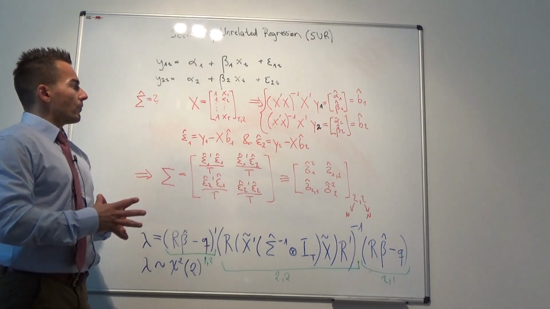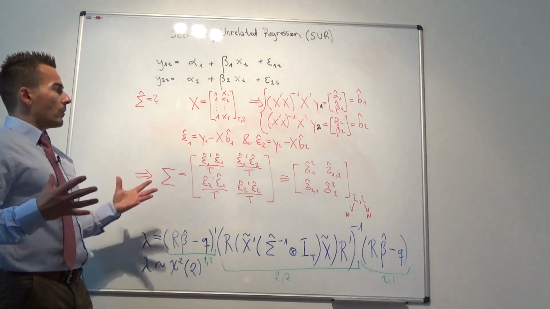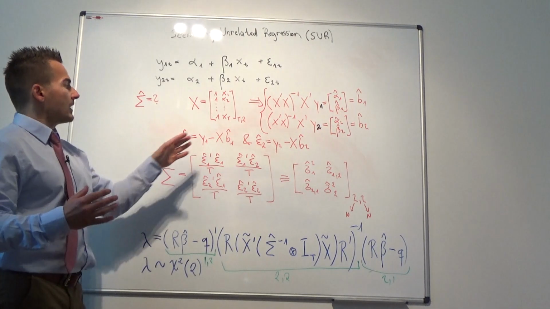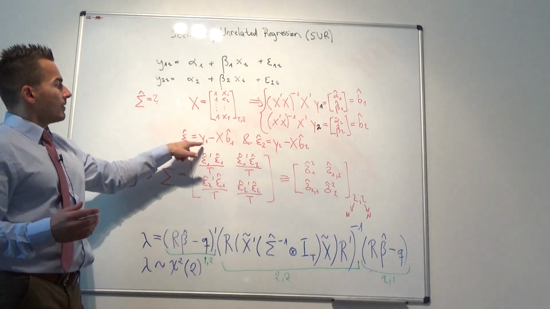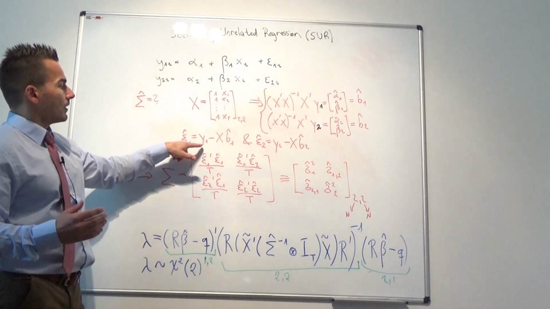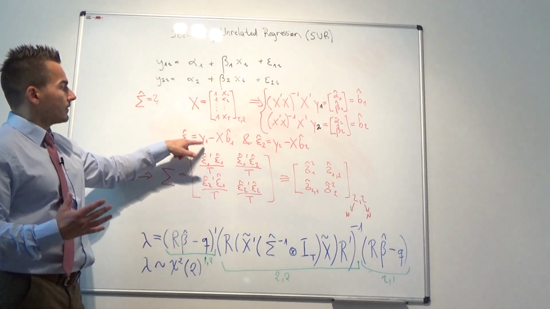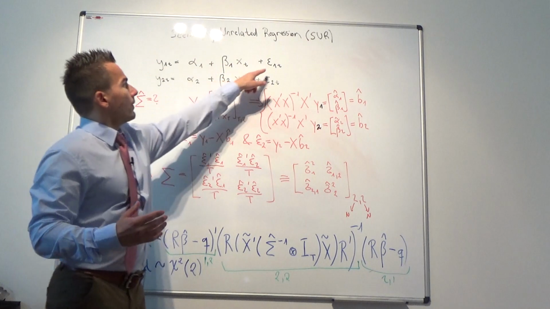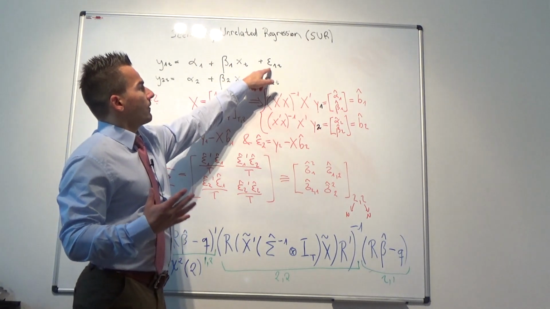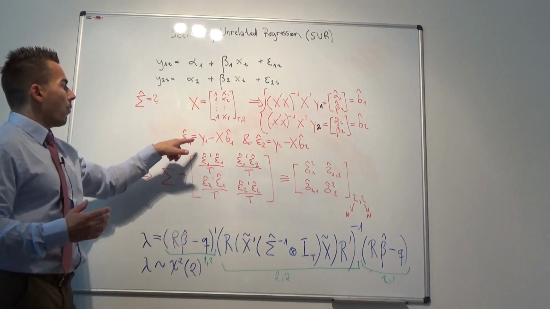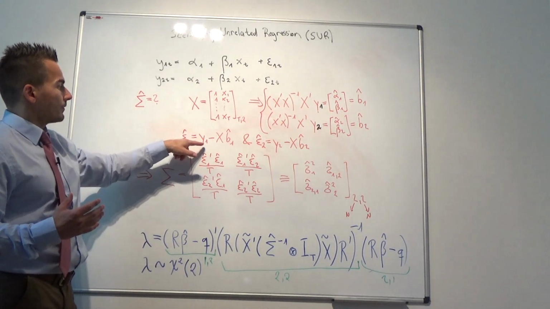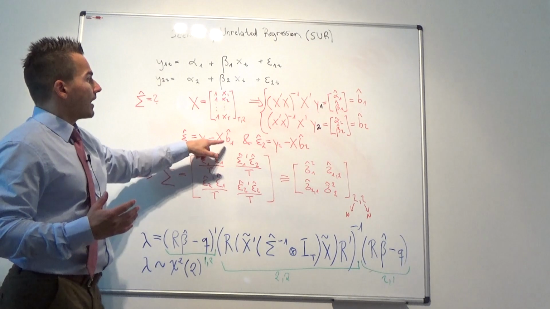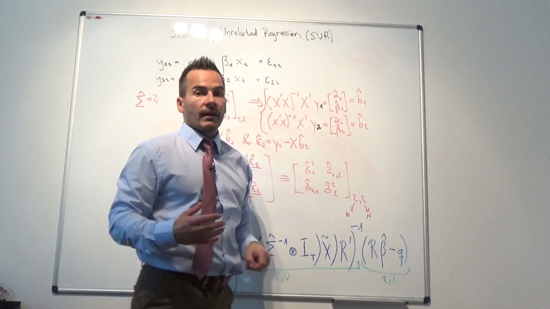Next, we know from our standard OLS framework that the estimated residuals are given by what? For the first equation, the vector of regression residuals is given by y1, the vector of excess returns for the first test asset, minus what? Minus the regressor matrix times the estimated parameter vector.